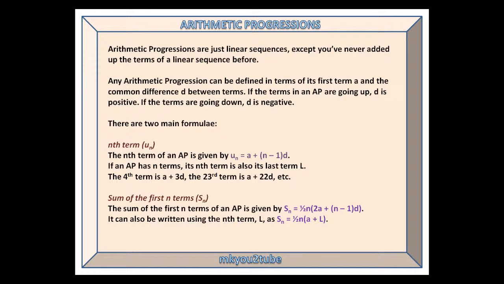The sum of the first n terms of an AP is given by Sn equals a half of n times (2a plus (n minus 1)d). It can also be written using the nth term L as Sn equals half of n times (a plus L).